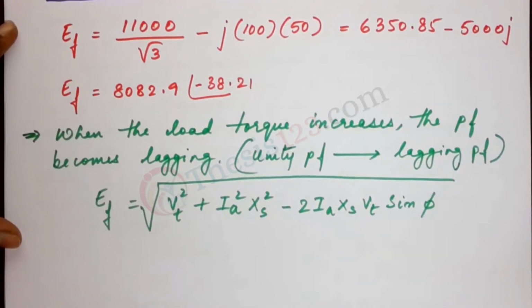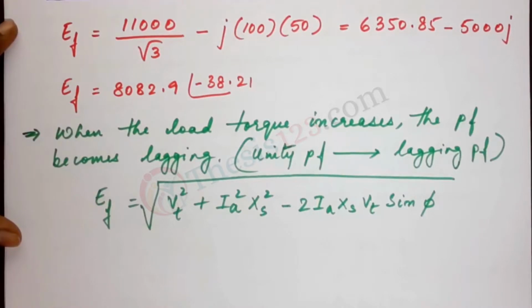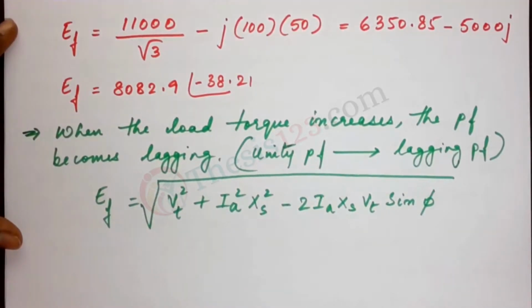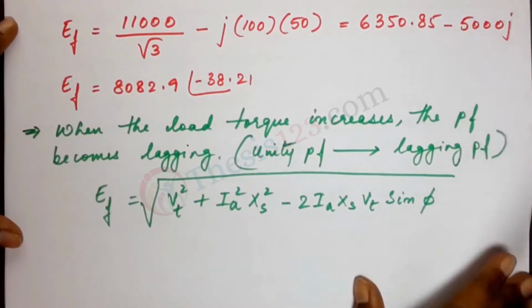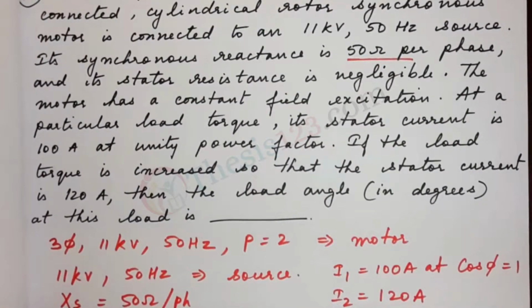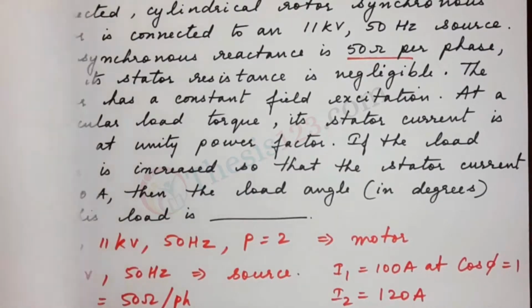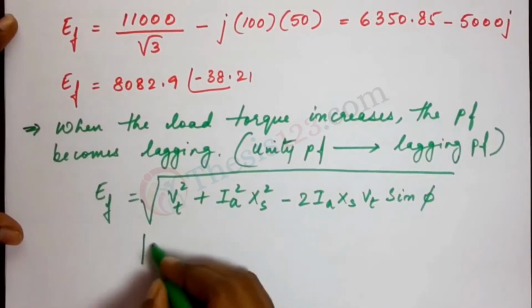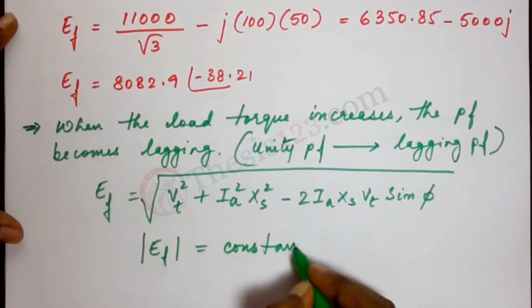This is an important equation where the field excitation, in order for the power factor to be lagging, is taken into consideration. Now the question says that the load torque has increased, but it doesn't say anything about the excitation. So the excitation is constant, or I believe it is said that it has constant excitation. Yes, if you see the statement here, right in the center, the motor has a constant field excitation. So mod EF is constant.